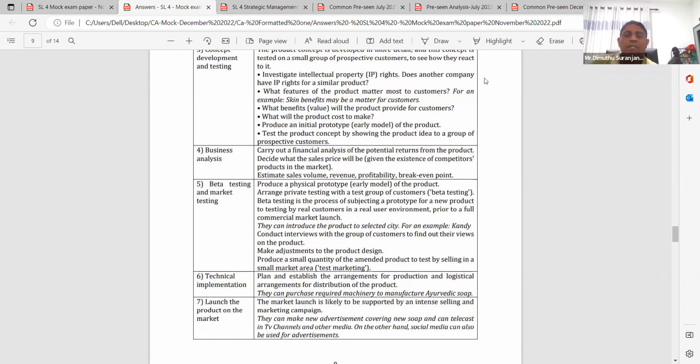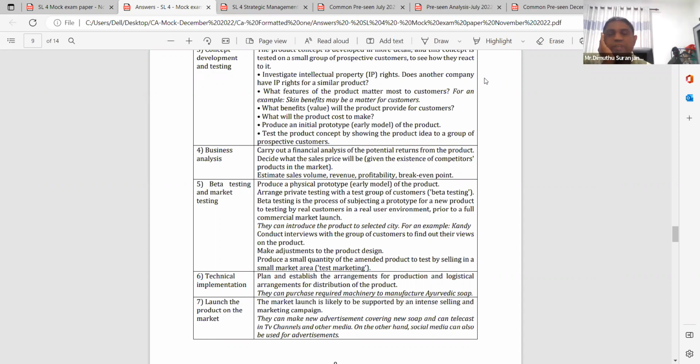Then beta testing and market testing. So the beta testing: you produce some physical prototypes and ask some of the customers to use your products. Based on that, you evaluate the success of the products, and according to customers' feedback, you make changes. Market testing means after the beta testing, if the product is successful, then you go to market testing. So you select a marketplace and launch the product there, for example, select a city and introduce the product. If that stage is successful, then you can go to technical implementation.